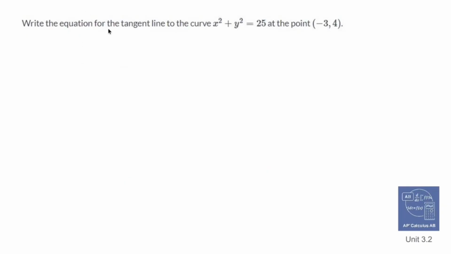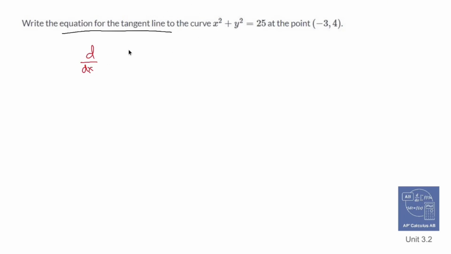What is the equation for the tangent line to the curve x squared plus y squared, a circle, equals 25 at the point -3, 4? Well, first off, the equation of the tangent line requires the slope of the tangent line, which is the derivative. So let's do that first. Let's find the slope of the tangent line by taking the derivative.